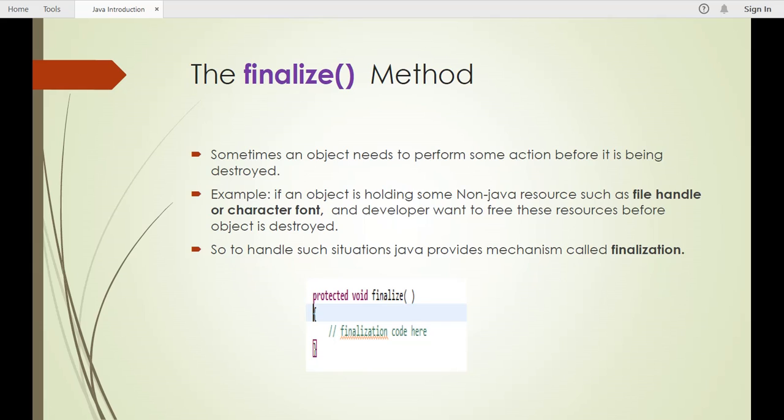Then there is the finalize method. Sometimes an object needs to perform some action before it is destroyed. Generally, if the object is not being used, the Java virtual machine will just destroy that object. But sometimes we need to act before that. For example, if an object is holding some non-Java resource such as a file handle or character font, and a developer wants to free these resources before the object is destroyed, for that we have to use finalization, the finalize method.